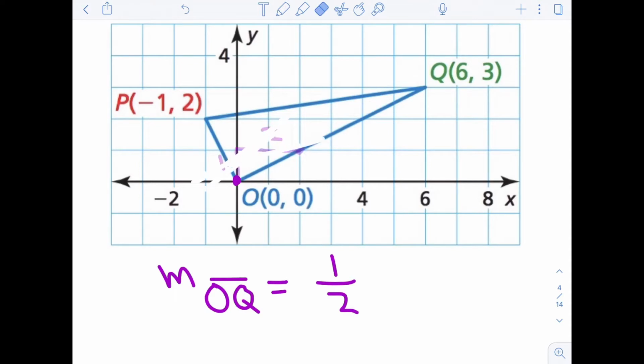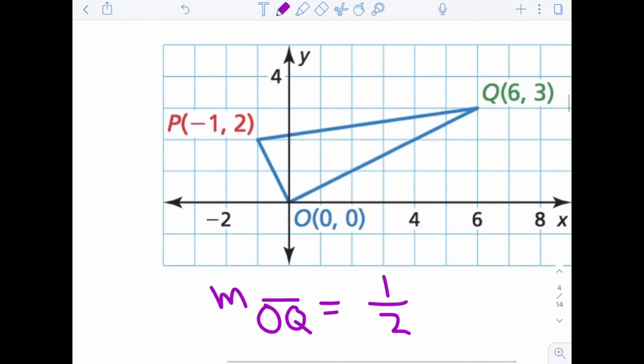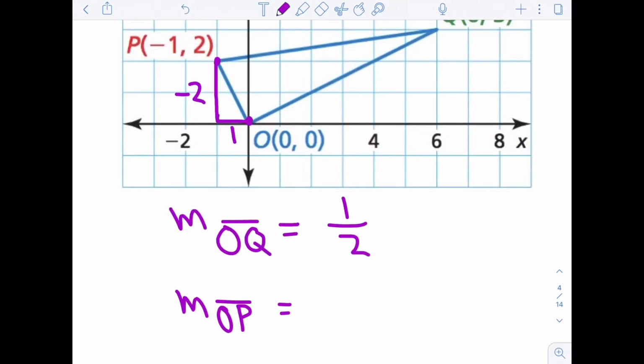And now let's do the same for segment OP. So for OP, we're going to pick this point right here and this point right here. So that means the rise in this case is we're going down 2, so it's negative 2, and we're going to the right 1. So that means that the slope of segment OP is going to be negative 2 over 1, which is negative 2.